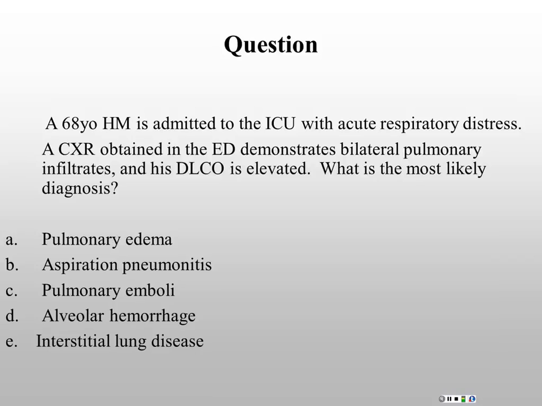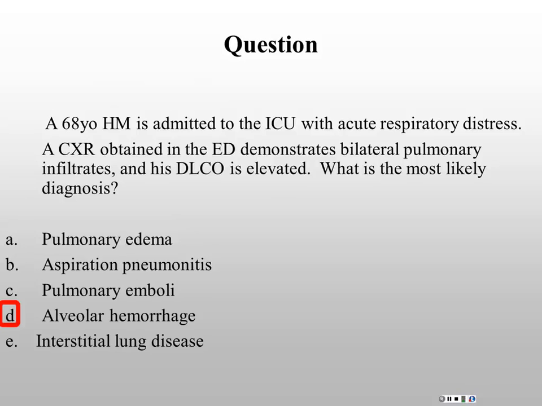Questions. So you have a 68-year-old Hispanic male admitted to the ICU, acute respiratory distress, chest X-ray obtained, bilateral infiltrates, DLCO is elevated. What's the most likely diagnosis? A, B, C, D. D is the right answer.